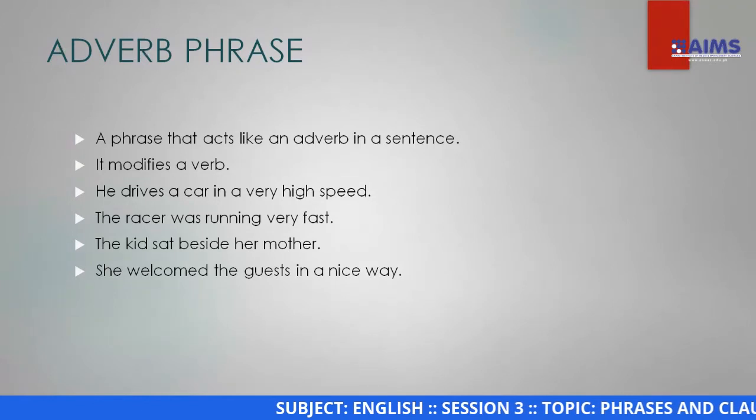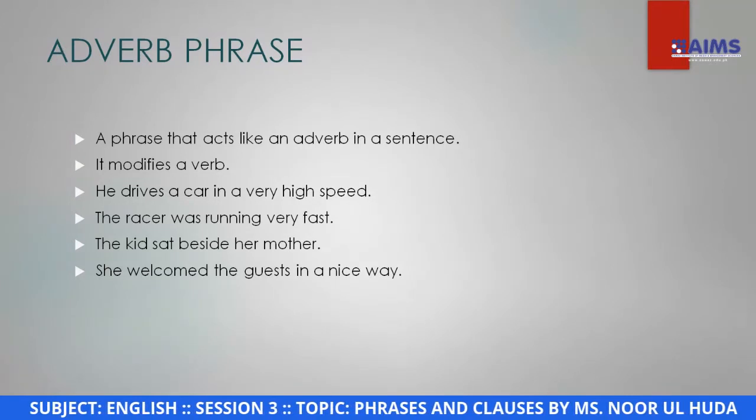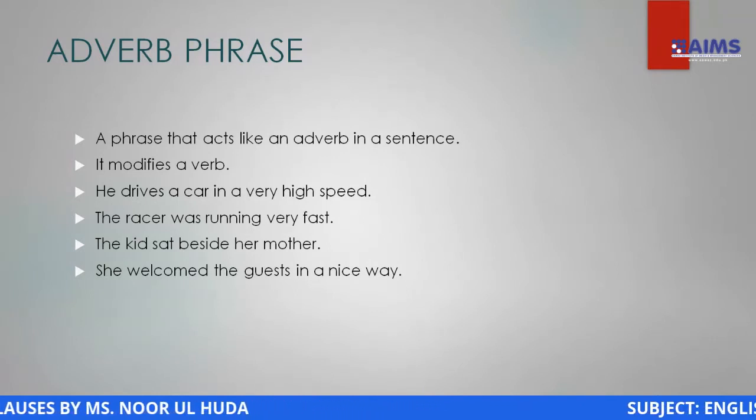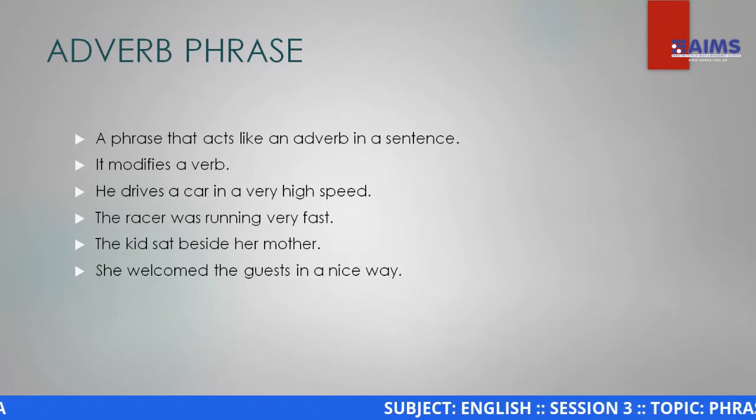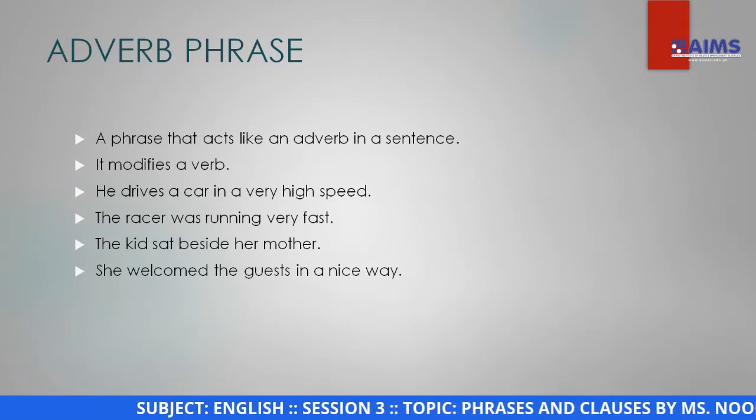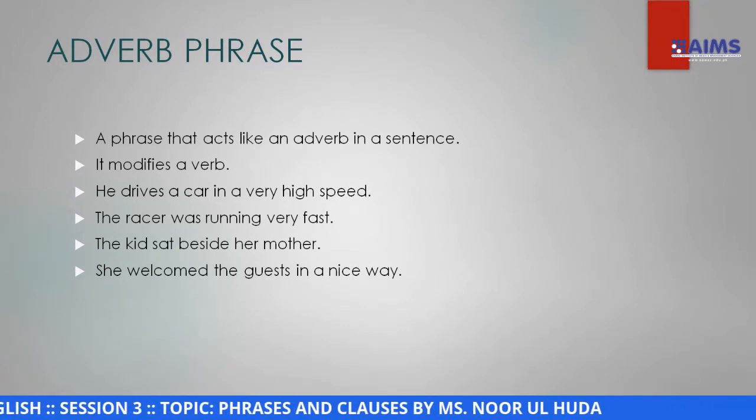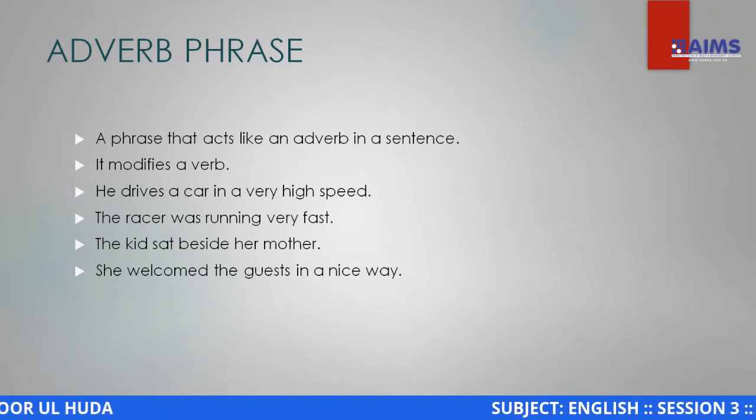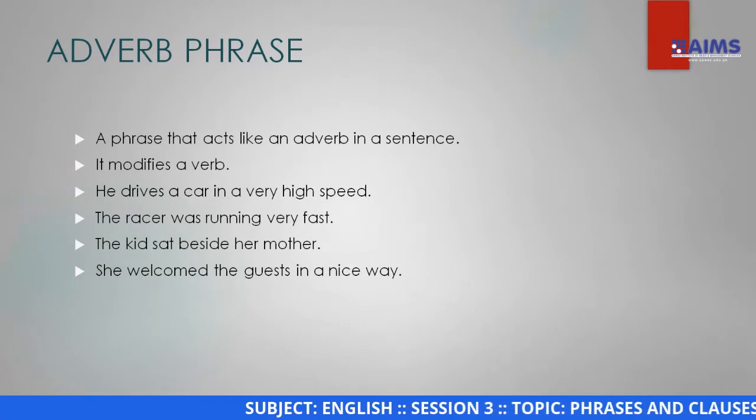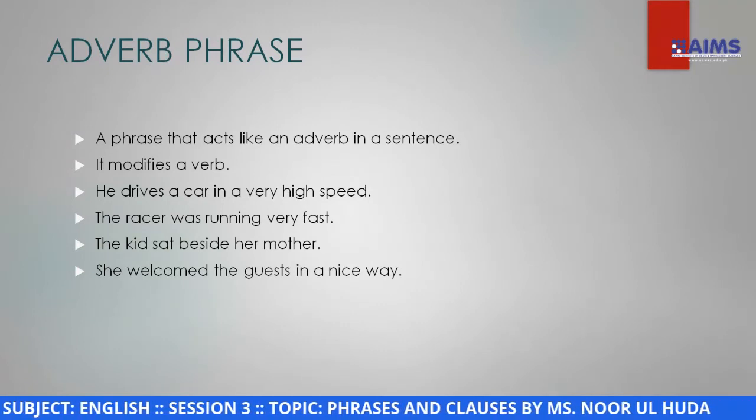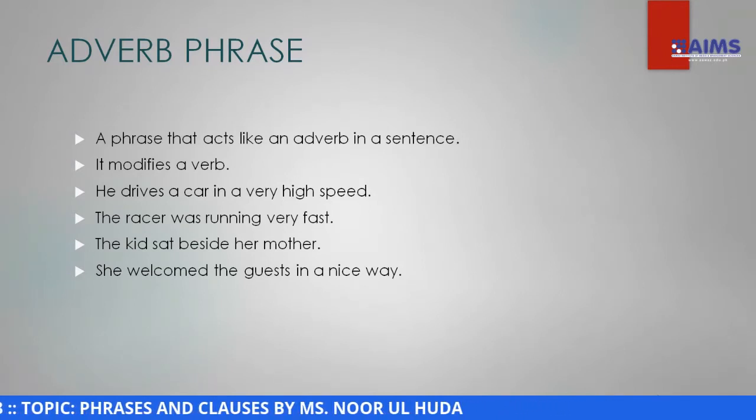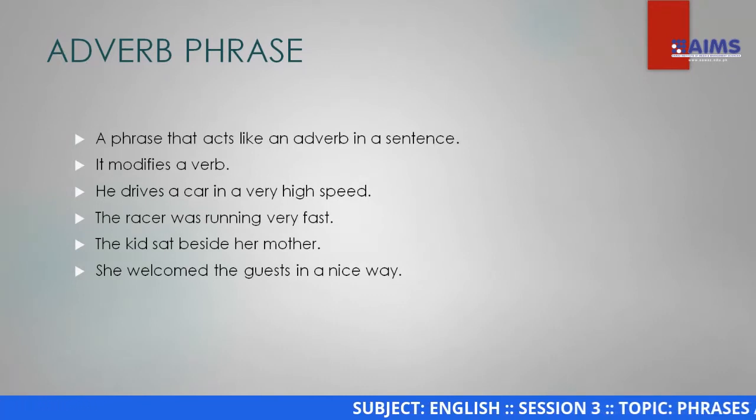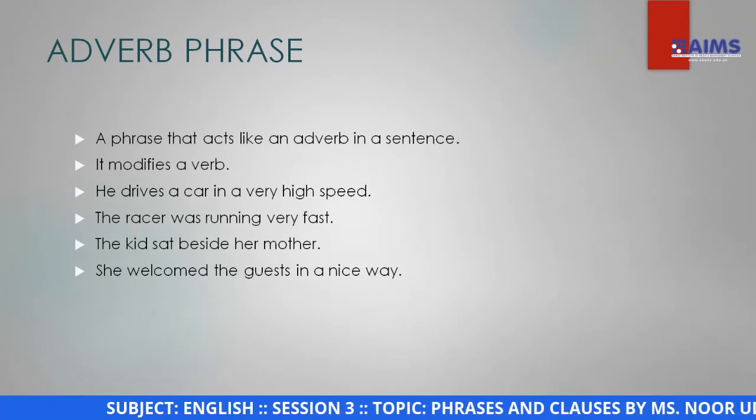Now, in a very high speed modifies how he actually drives. It is telling us how the action is done. Drives, how actually he drives. So he drives in a very high speed. In a very high speed is an adverbial phrase. We cannot say an adverb because it is not a single word. The adverb means how the action is going on, and it is telling through a combination of words. That is why we are assuming it as a phrase.